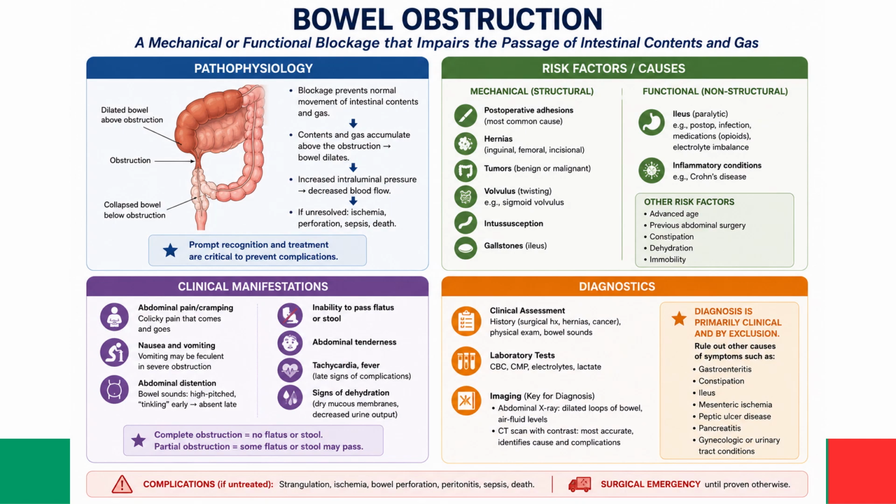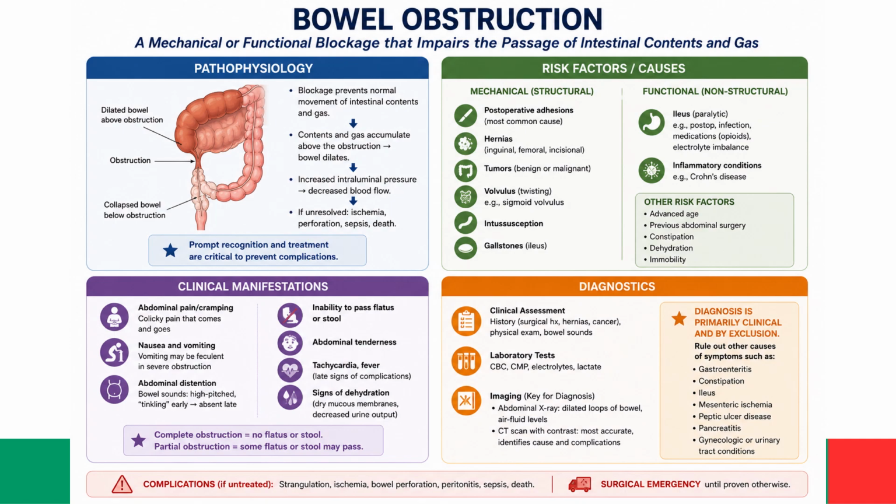The obstruction can be partial or complete, and there are two broad categories. So we have mechanical obstruction and functional obstruction. So a mechanical obstruction means there is an actual physical barrier preventing the contents from moving forward. So think of something that's physically blocking, narrowing, twisting, or compressing the bowel.